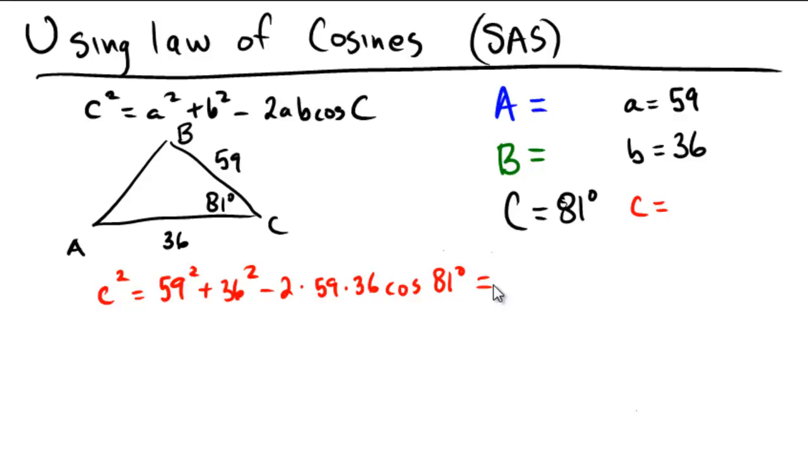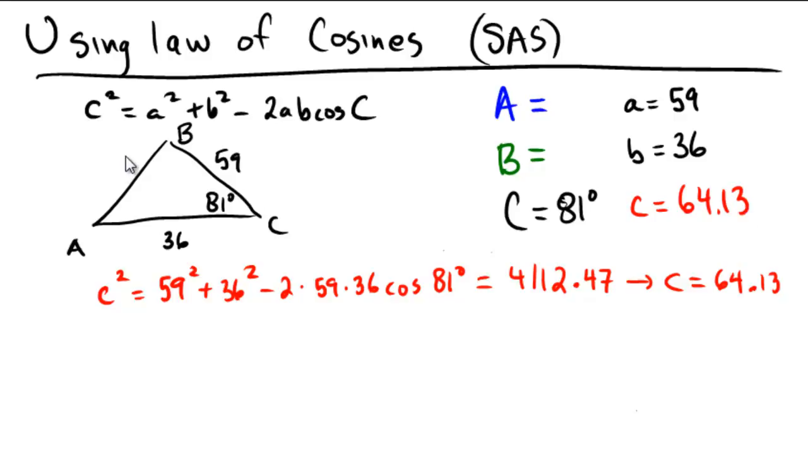I'm just going to type all that in the calculator. 59 squared plus 36 squared minus 2 times 59 times 36 times the cosine of 81, and that comes out to be 4,112.47-ish. And now when I take the square root, that implies that C is equal to, to 2 decimal places, 64.13. So we get 64.13 for side C.